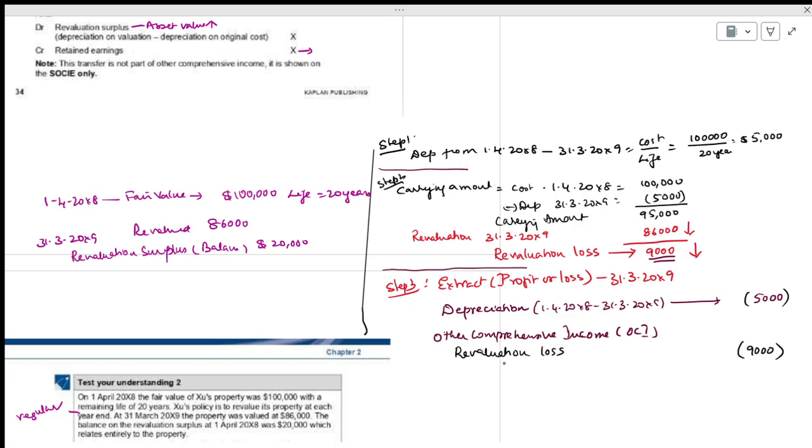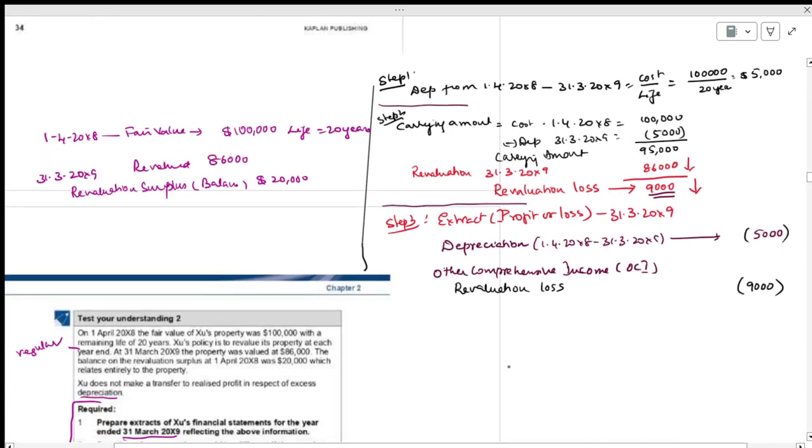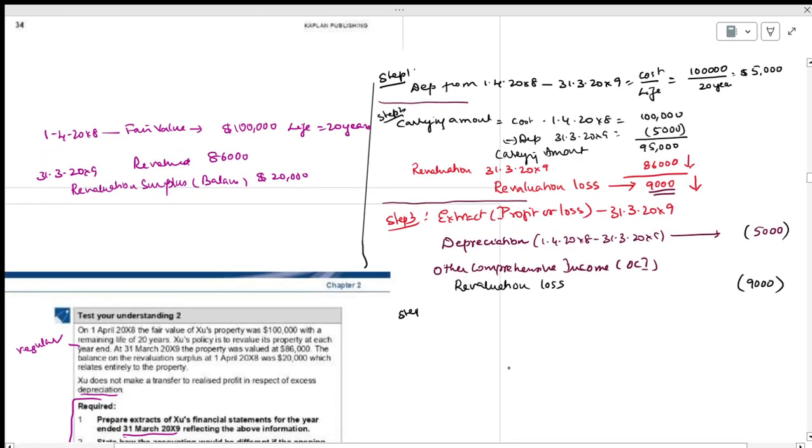Step 1, we have calculated depreciation. Step 2, we have calculated revaluation loss. Step 3, we have shown in the profit and loss account how it will be reflected. Step 4 will show what will be in the statement of financial position as at 31/3/2009. Here we are showing only non-current assets.